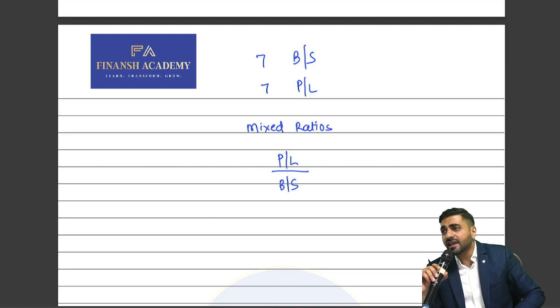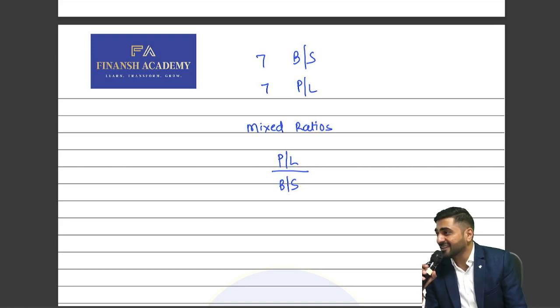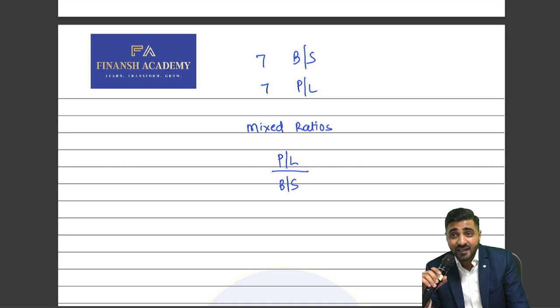So can I say that in your mixed ratios, numerator comes from where, beta? P&L, and the denominator comes from where? Balance sheet. So you all can just check that there is going to be some timing difference. First of all, you have to understand that. In this ratio, is there a timing difference? Come on, yes or no?